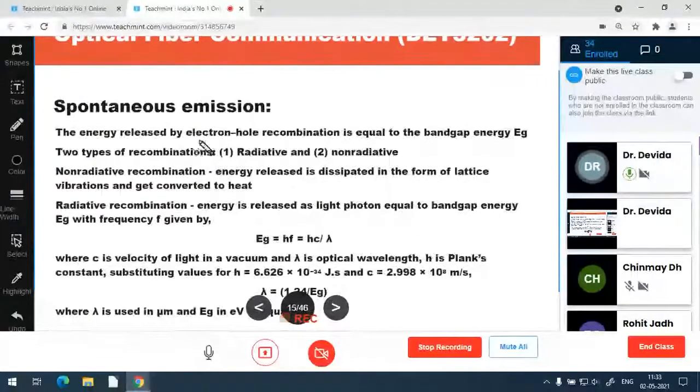The spontaneous emission again has electron-hole recombination releasing a photon, and that photon energy is equal to the energy gap.